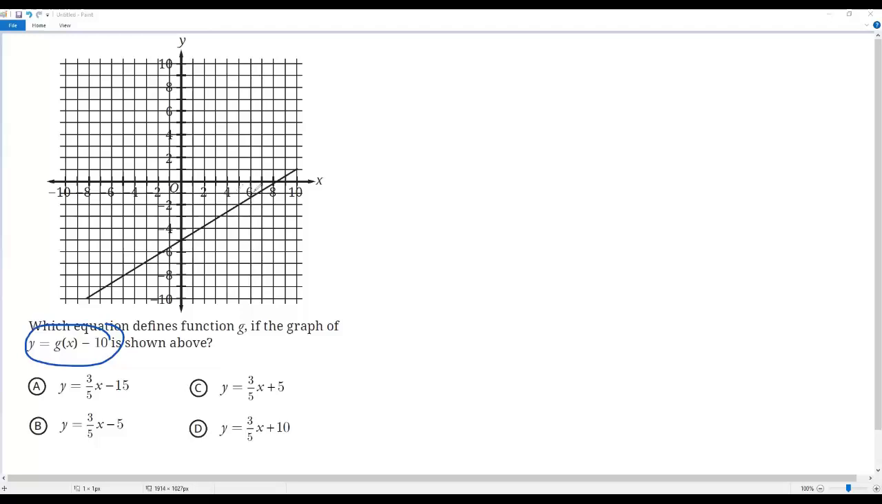That means this is the equation of the line given over here. So we have the equation of the line. Anyways, let's try to get the equation of the line from the graph. To get the equation of the line from the graph, first we have to look at the y-intercept. What is the y-intercept? It's negative 5.